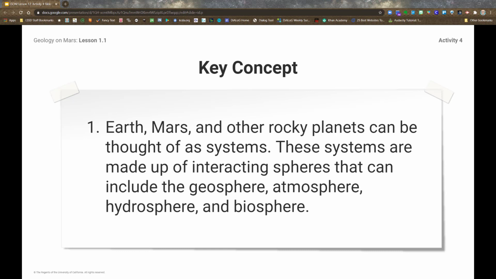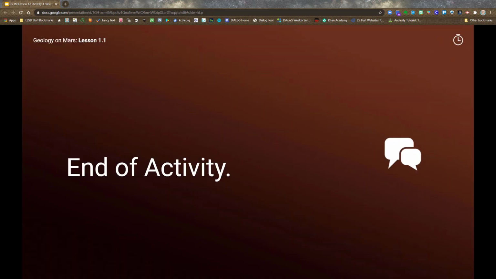Key Concept 1. Earth, Mars, and other rocky planets can be thought of as systems. These systems are made up of interconnecting spheres that can include the geosphere, atmosphere, hydrosphere, and biosphere. The Comparing Rocky Planets activity that we did helped enforce this key concept. In particular, scientists who study the rocky planets, including geologists, often compare the spheres of other rocky planets to those of Earth, the rocky planet that we know best.